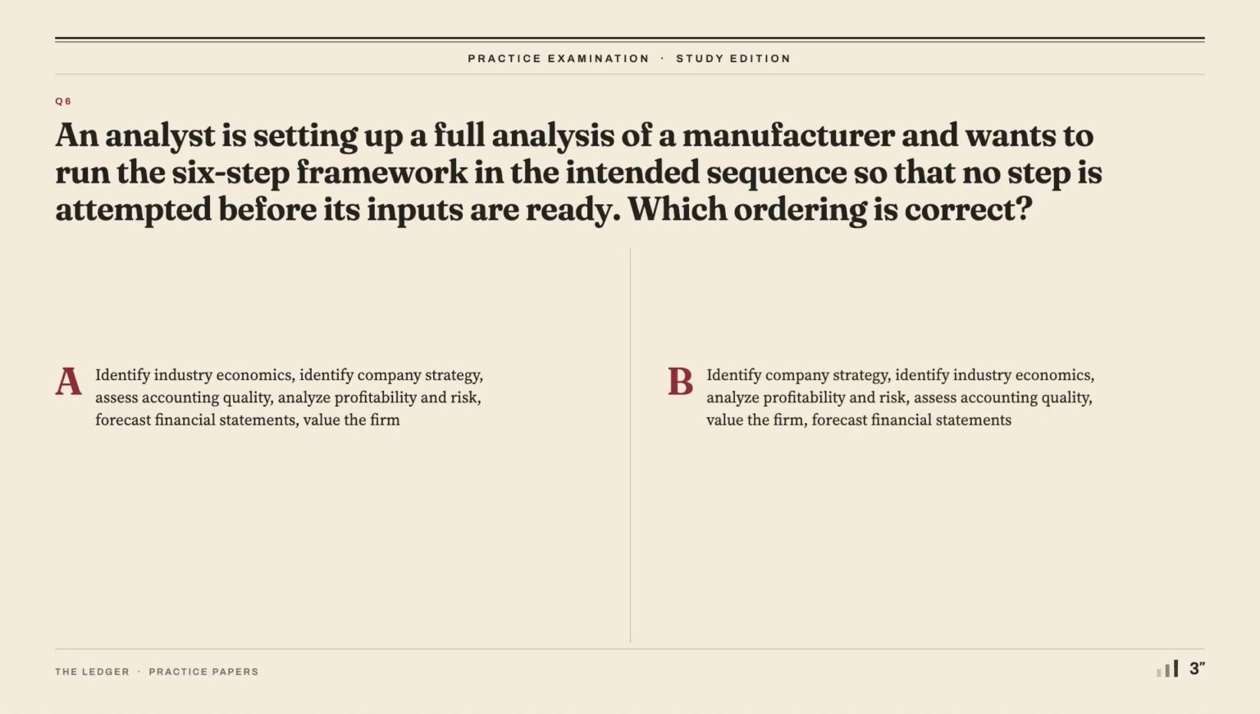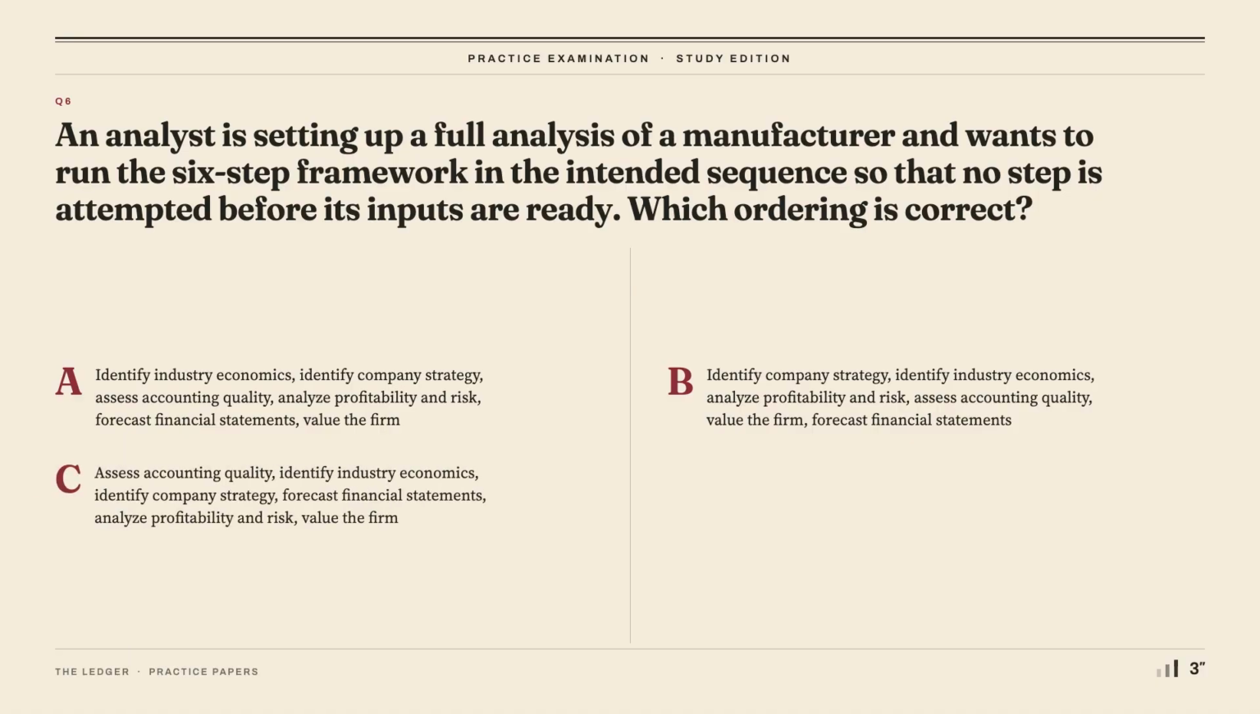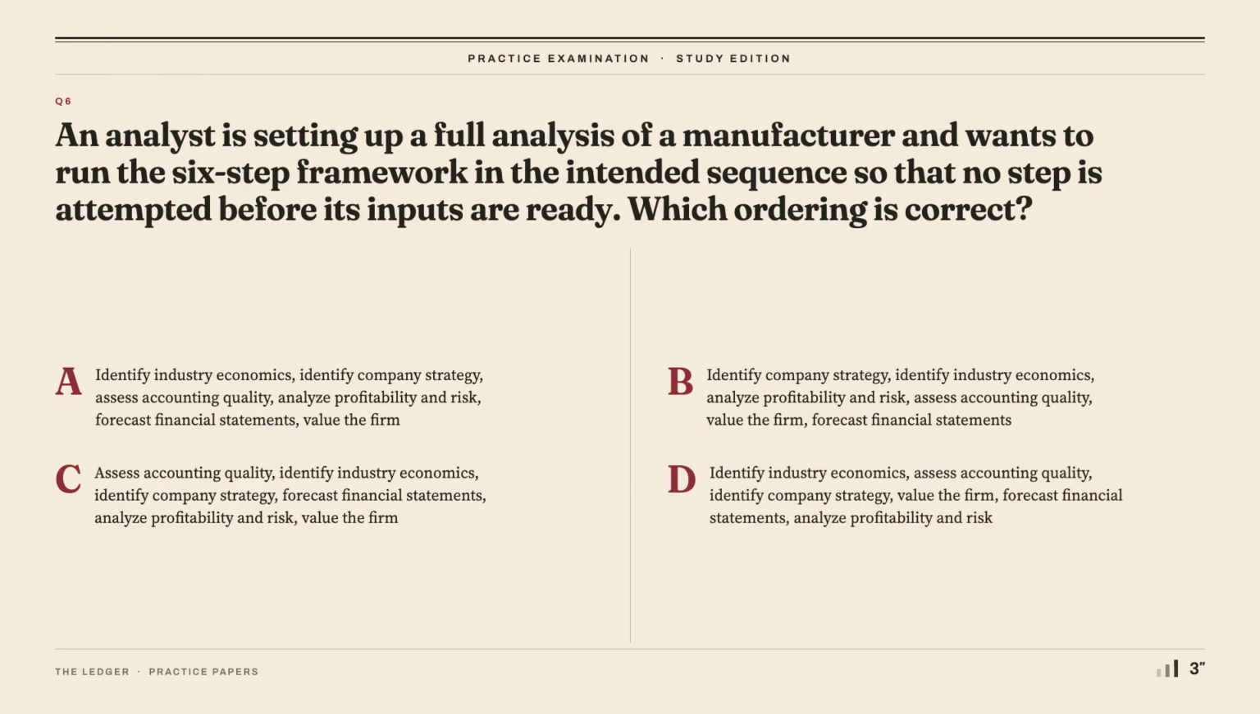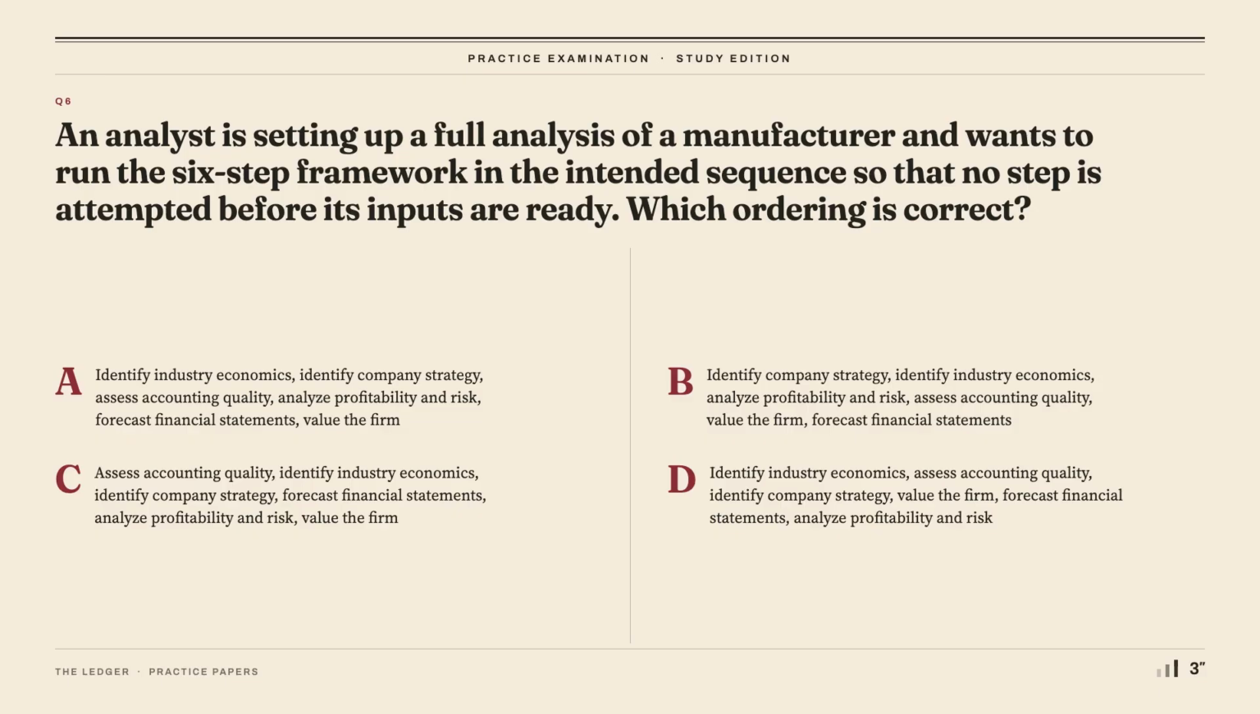B. Identify company strategy, identify industry economics, analyze profitability and risk, assess accounting quality, value the firm, forecast financial statements. C. Assess accounting quality, identify industry economics, identify company strategy, forecast financial statements, analyze profitability and risk, value the firm. D. Identify industry economics, assess accounting quality, identify company strategy, value the firm, forecast financial statements, analyze profitability and risk. Which would you go with? Lock it in before the reveal.